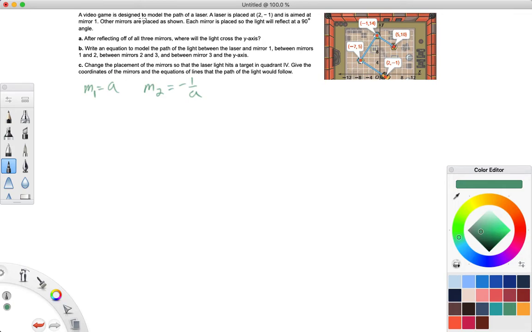So a video game is designed to model the path of a laser. Sounds like a really fun game. Actually, I think I've played this game.